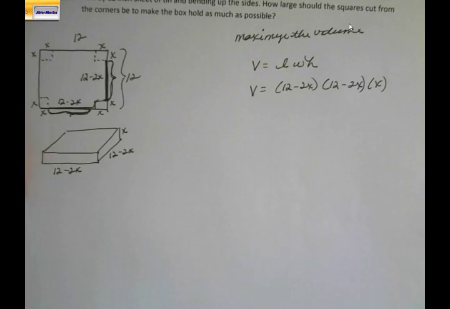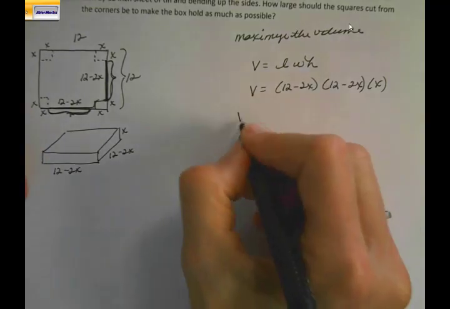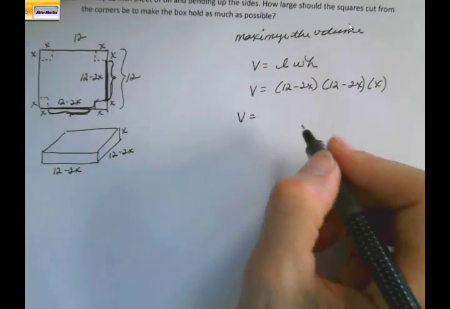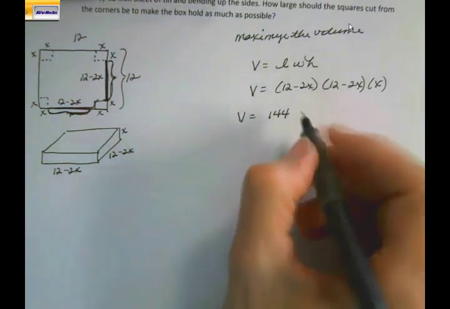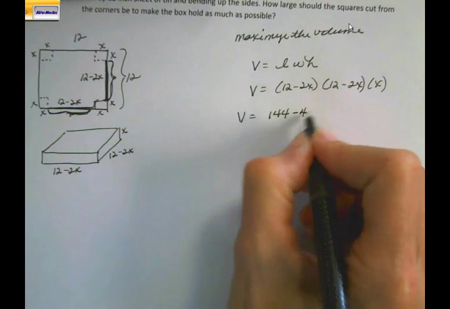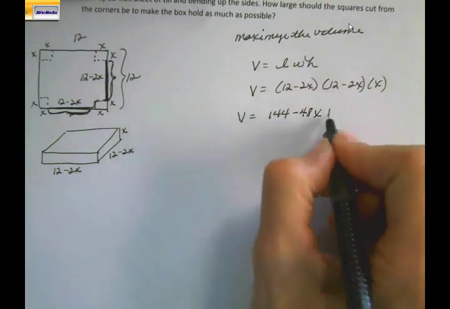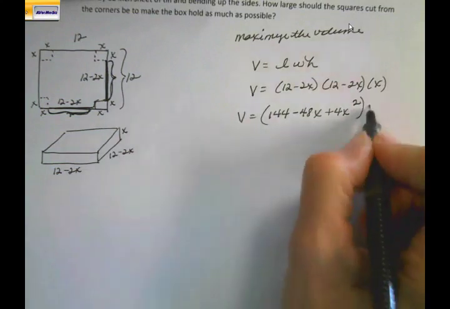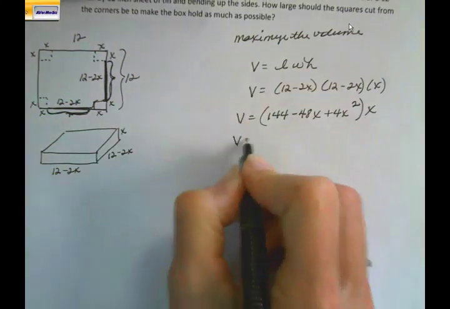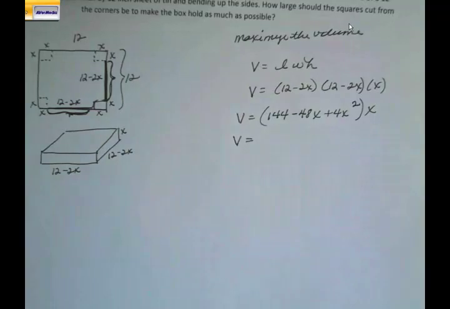Okay, so let's go ahead and figure this out. Let's multiply this out. 12 minus 2x times 12 minus 2x. 12 times 12 is 144. Your outside and your inside is a negative 24, so that's a negative 48x. And you're going to get a positive 4x squared, all times x. So that's when you do FOIL on the first two binomials.